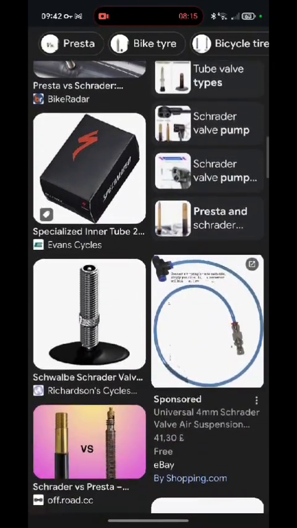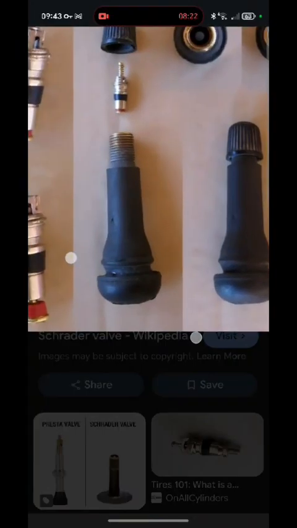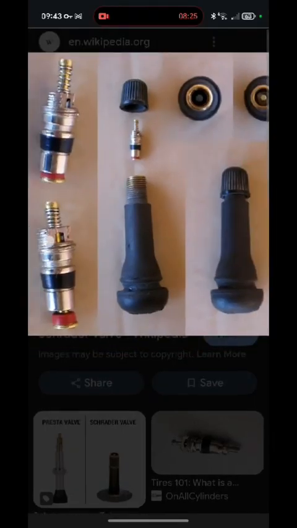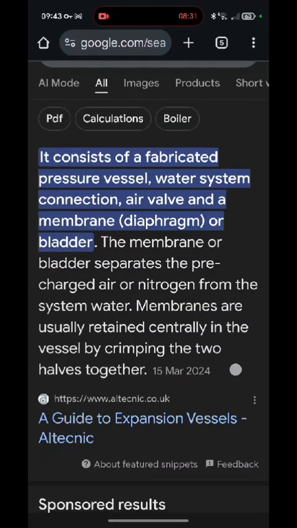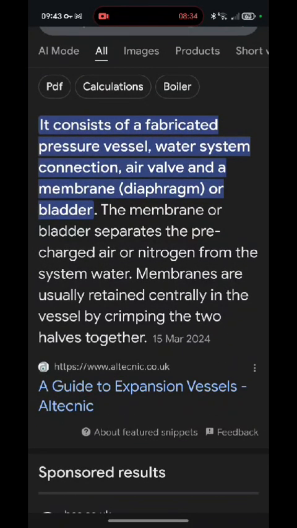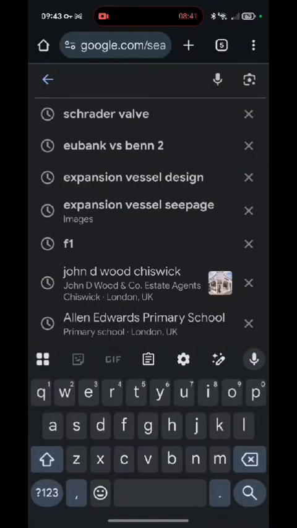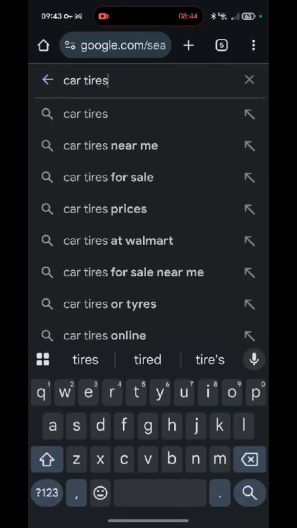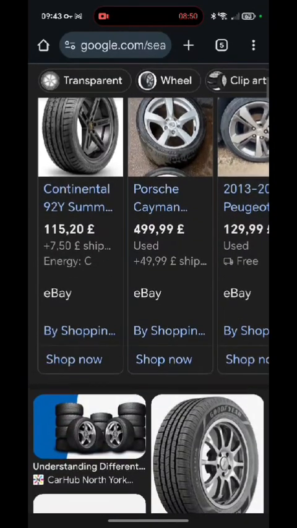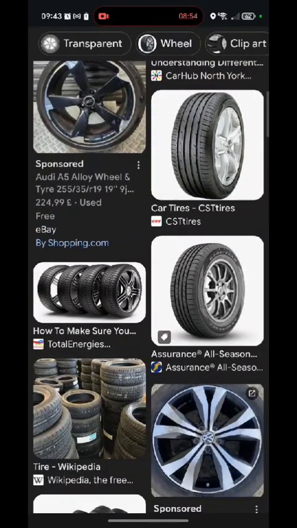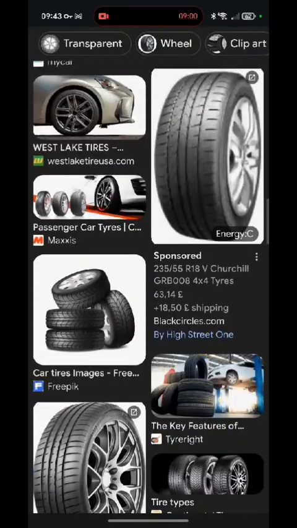And that's why it says in some cases it can be saved by just recharging it with air, because sometimes we see water coming through, but this particular seal might be gone. And of course, like it says here, the membranes are usually retained centrally in a vessel by crimping two halves together, the actual air pressure, similar to a car tire, will actually hold it in place. Because you see with certain car tires, with the air being pushed in, that actually holds the seal. And funny enough, a car tire works at around 3 bar worth of pressure, which is similar to a pressure relief valve.